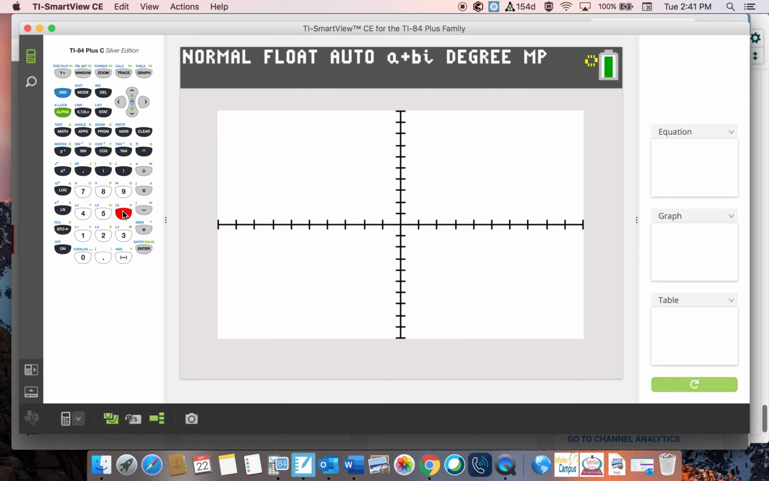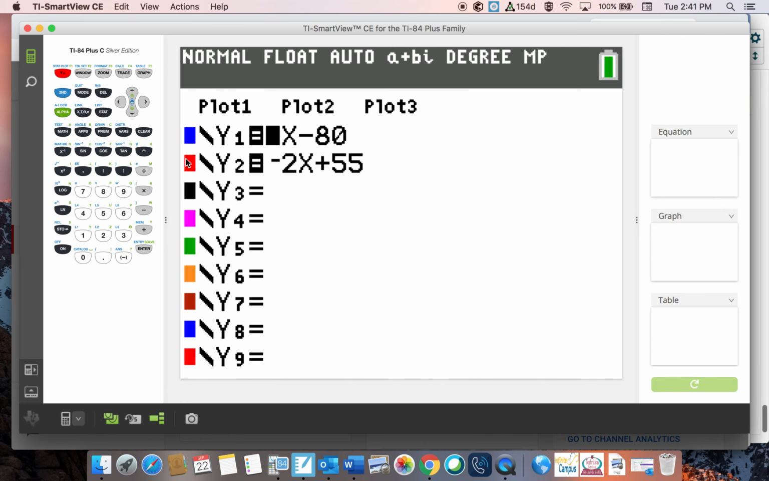Well, we have to find our graph, and what we're going to do is this. Up at y equals, if you had a sheet of paper, you would go down 80 to put the first dot, the y-intercept. For the second, you would go up 55. So we go to window and use those sort of as a guide.